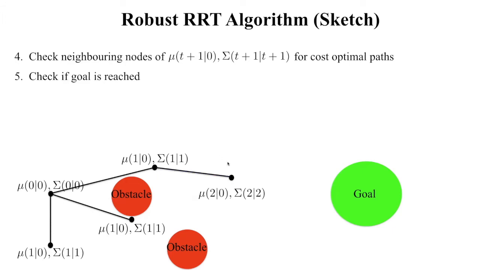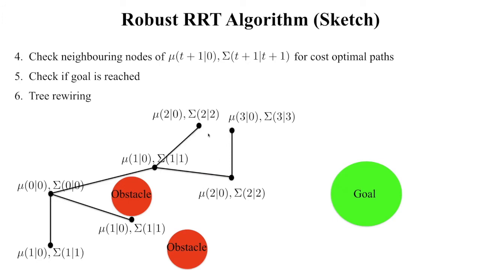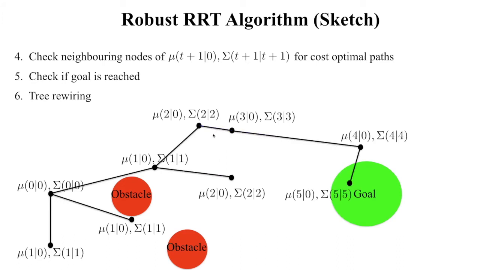In the meantime, we also check if the goal region is reached, which is not the case here, and then we grow the tree further, and we also perform tree rewiring for cost optimality. So in this case, we might just rewire the tree, and eventually we'll hopefully reach the goal region.